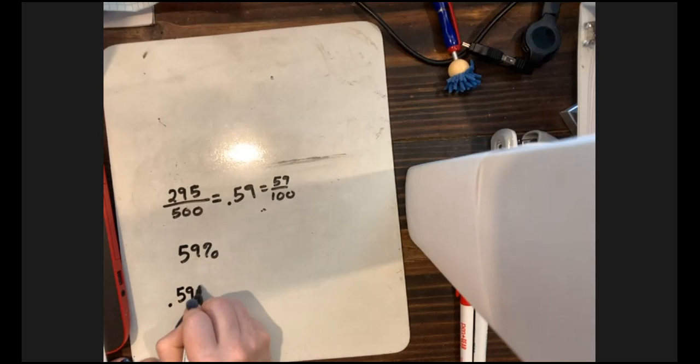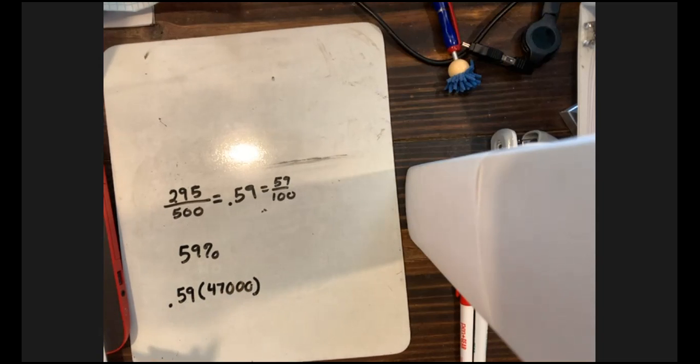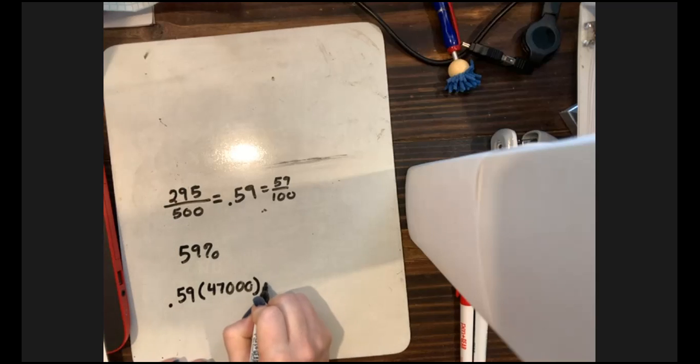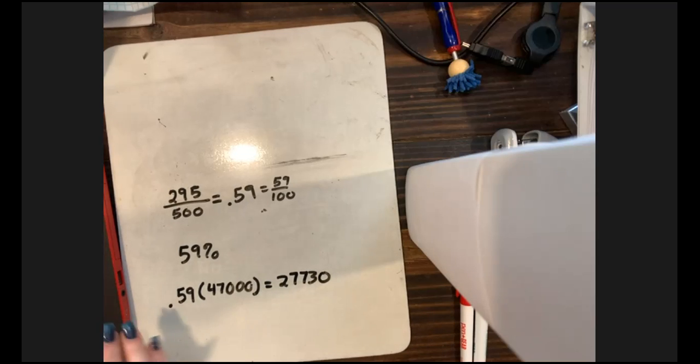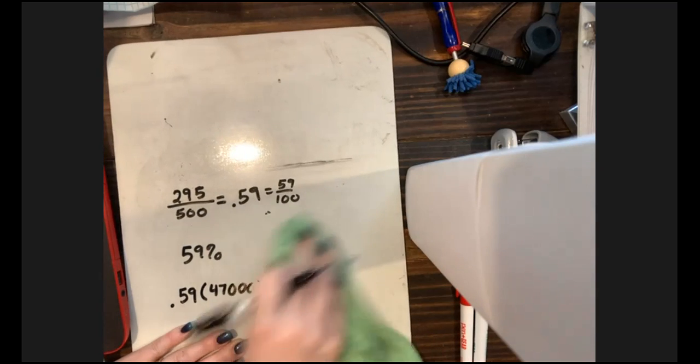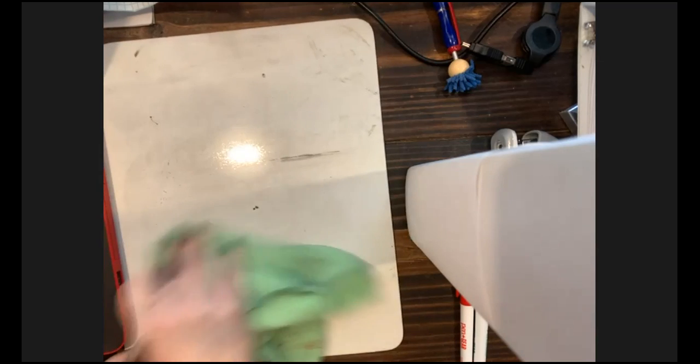You're just going to take this decimal times the total number. And we've got 27,730 would vote for that, vote for the incumbent mayor. Okay. So we'll look at one more example for this.